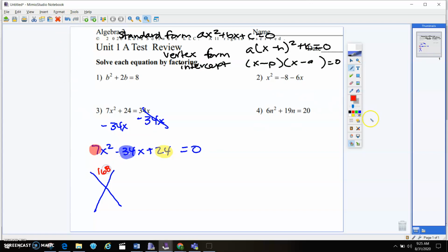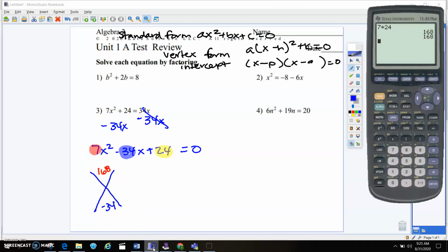168. And then my B term is going to go down at the bottom. So I need factors of 168 that if I multiply them together, I get 168, but if I add them together, I get -34. Okay, so I'm going to tell you right now, I don't know factors of 168.